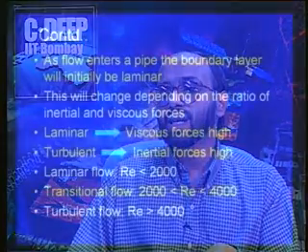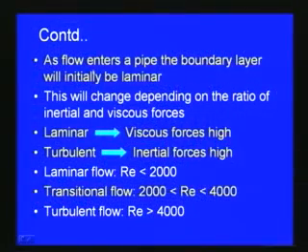So you can see that as the flow enters the pipe, the boundary layer will initially be laminar. We have seen the flow over a flat plate: initially at the leading edge the boundary layer is laminar, and then there is a transition, and then finally the boundary layer becomes turbulent. In a very similar way in the case of pipe flow also, initially the boundary layer will be laminar, and then this will change depending on the ratio of the inertial and viscous forces. In laminar flow, viscous forces are high, and in turbulent flow, inertial forces are high.